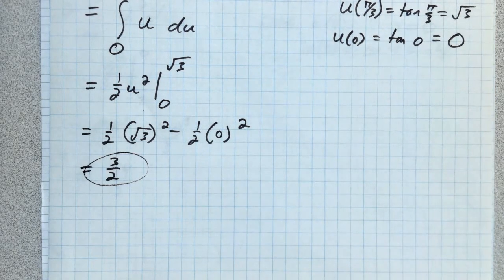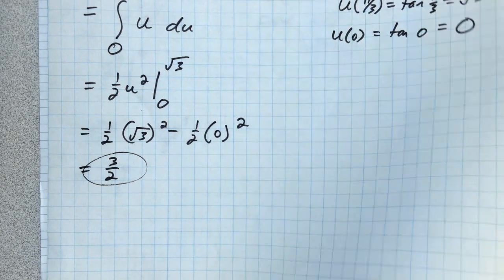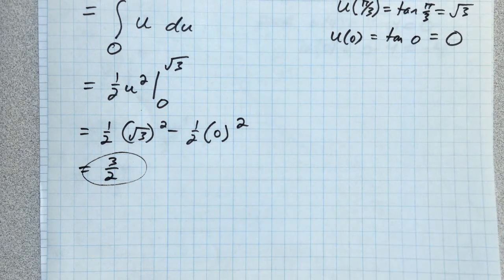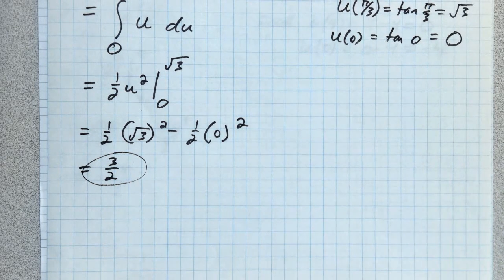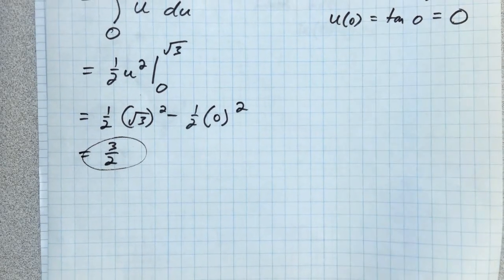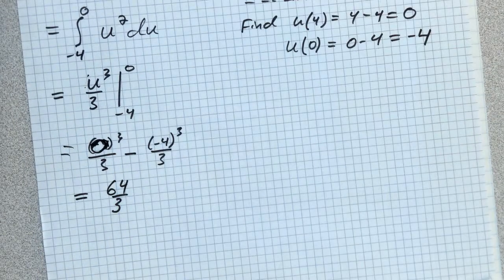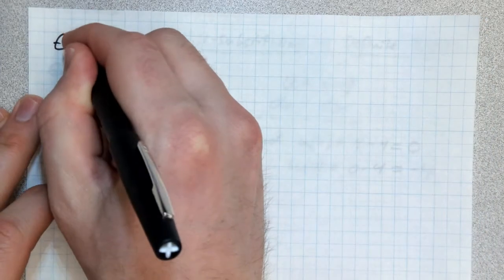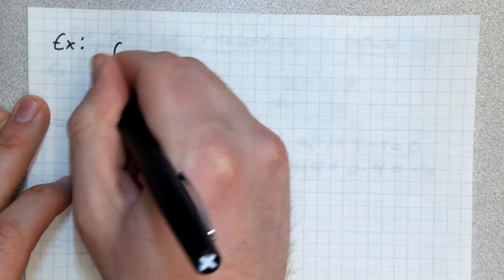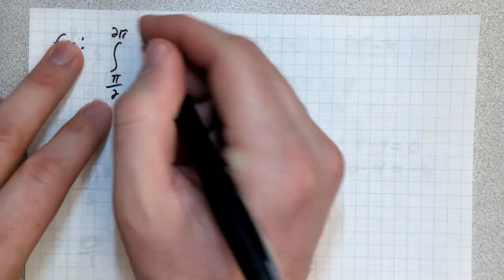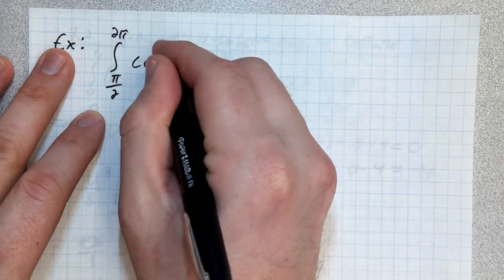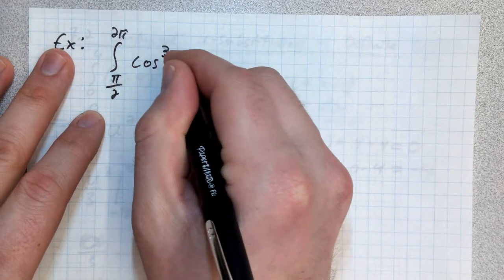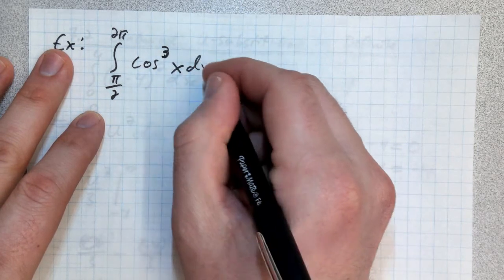Okay, so that's another type of definite integral there. Let's look at one where we need to use a trig identity to solve it. So the next one, I should just go to this page here. This example is going to be the integral from pi over 2 to 2 pi, and we're going to try to figure out how to antiderive cosine cubed of x dx.